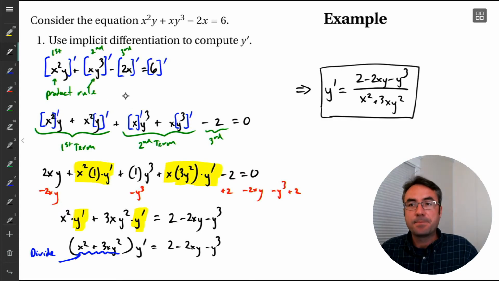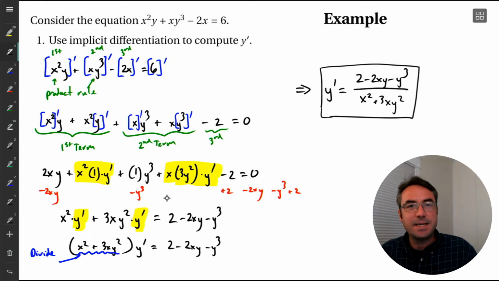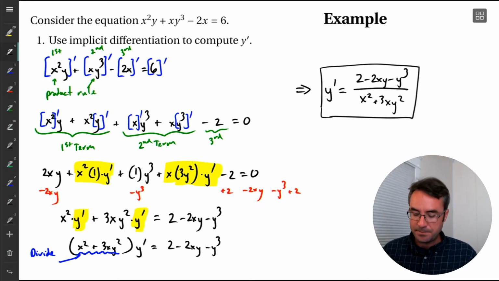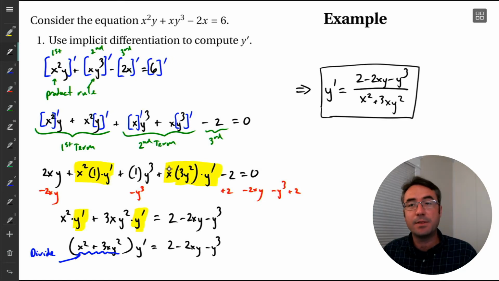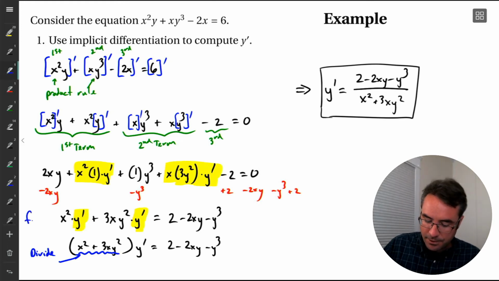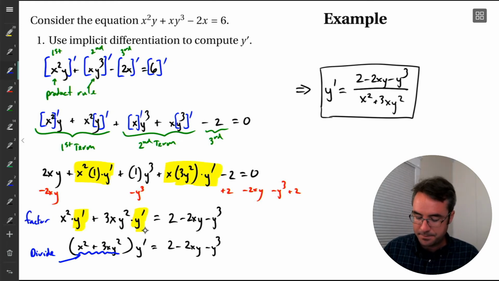So you can see, sometimes it takes a little bit of work to solve for y prime. Generally the way you want to do this is go through, identify all the terms that have y prime, keep them on the left, and then move everything else that doesn't have it and put it on the right. Then you can factor out a y prime just like we did here.